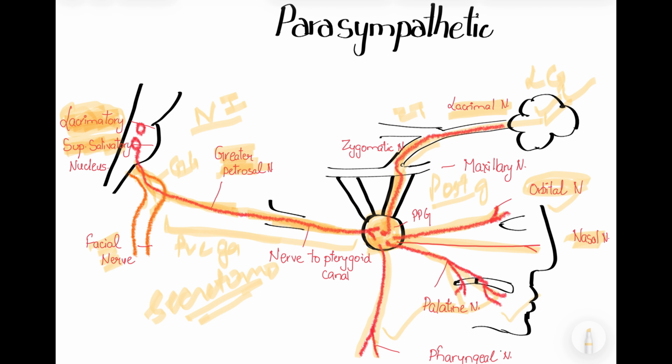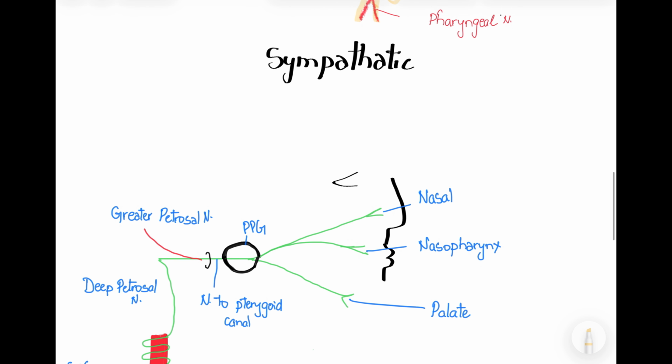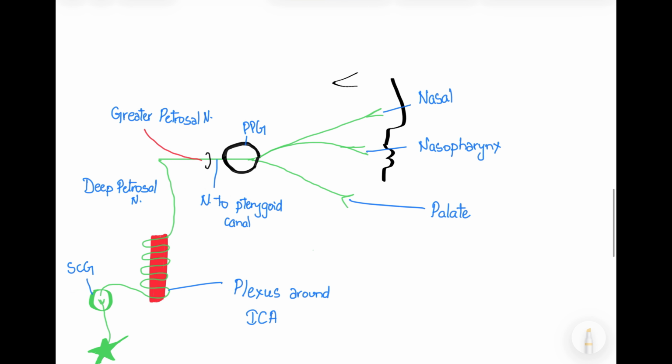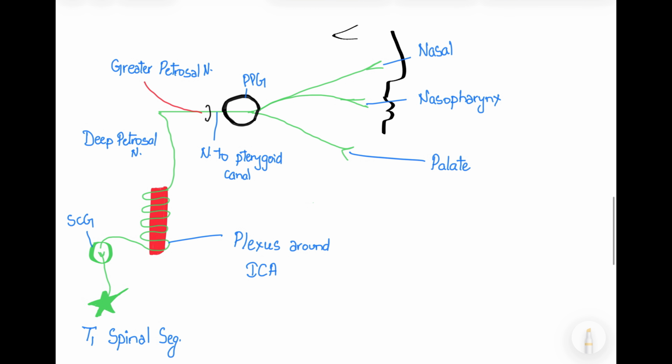Alright. Now we will be talking of the sympathetic root. For the sympathetic root, the fibers originate from the lateral horn of spinal segment T1. They ascend, reaching the superior cervical ganglion, where the relay occurs. The postganglionic fibers originate from the superior cervical ganglion and run along the plexus around the internal carotid artery.